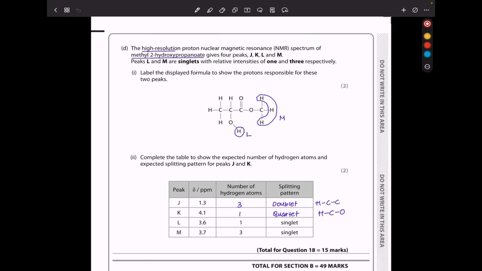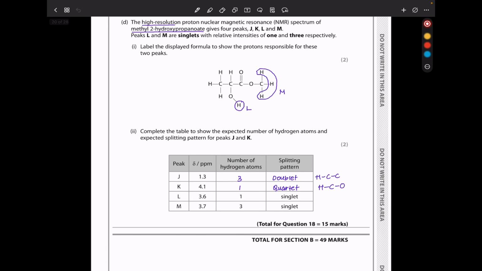In part D, the high-resolution proton NMR spectrum of methyl 2-hydroxypropanoate gives 4 peaks. There is J, K, L, and M. Peaks L and M are singlets with the relative intensities of 1 to 3 respectively. Label the displayed formula to show the protons responsible for these 2 peaks. This is going to be a singlet because the neighbor doesn't have any hydrogens. This is also singlet. This one here will be a doublet and this is going to be a quartet, so this is singlet and that is singlet.